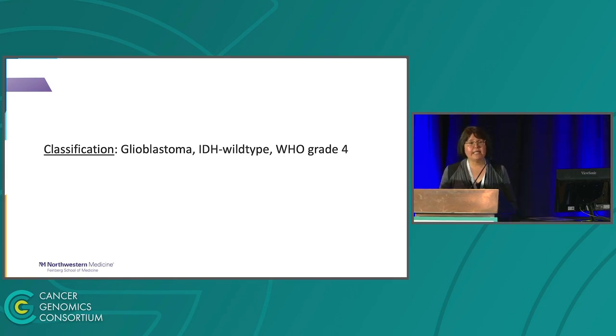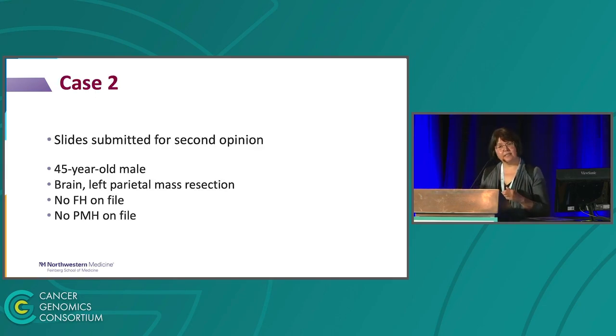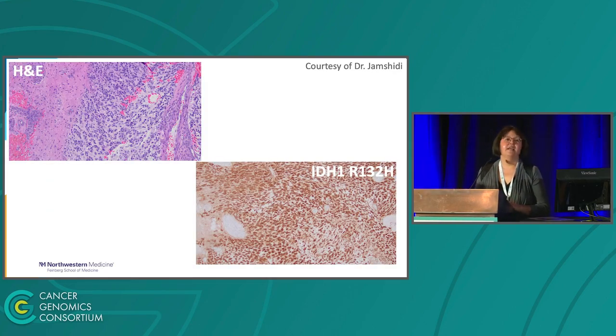The second case was even less informative. No family history, no personal history, nothing. Just a biopsy submitted for a second opinion. So this one is easier. We definitely see that this is diffuse glioma with a lot of mitotic activity, with a lot of microvascular proliferation. And what's most meaningful is it's IDH strongly positive.